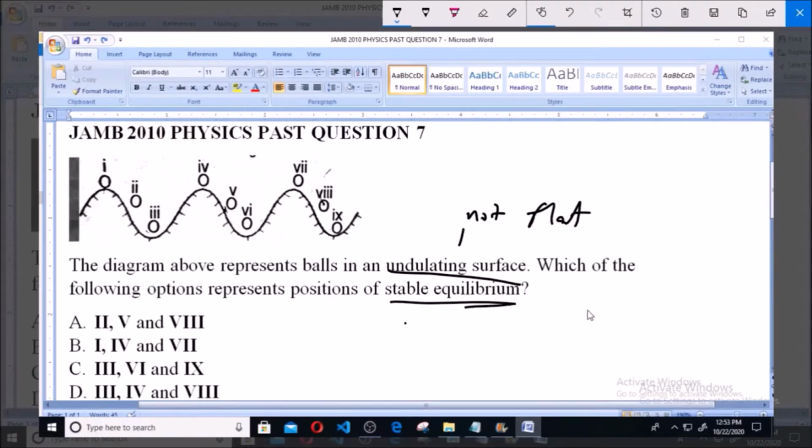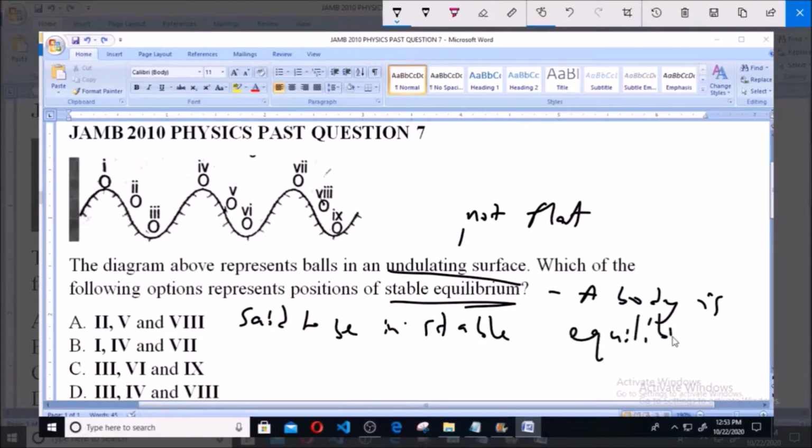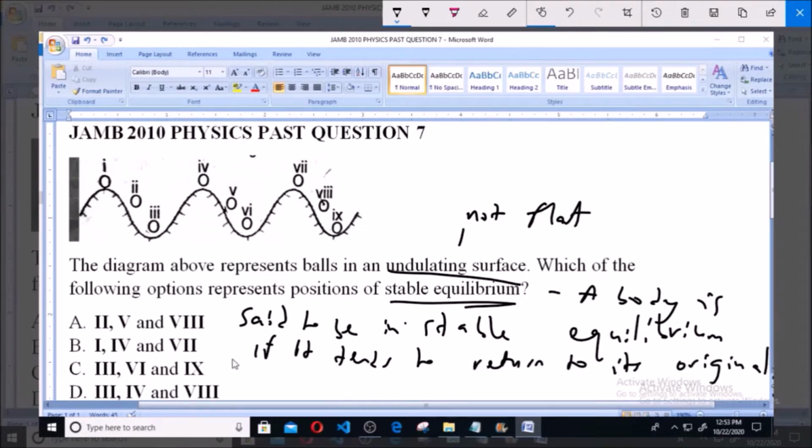Now stable equilibrium, okay, a body is said to be in stable equilibrium if it tends to return to its original position when slightly displaced. So if a body is in a position such that when you slightly displace it, it will return back to its original position, that body is said to be in stable equilibrium.